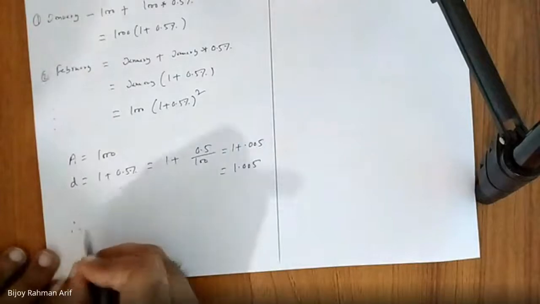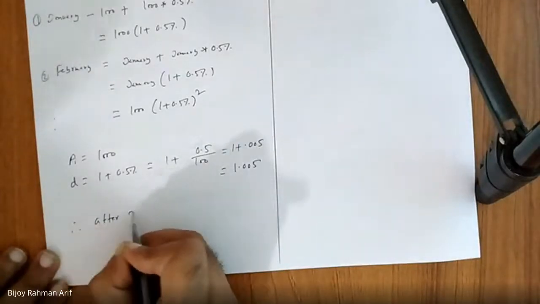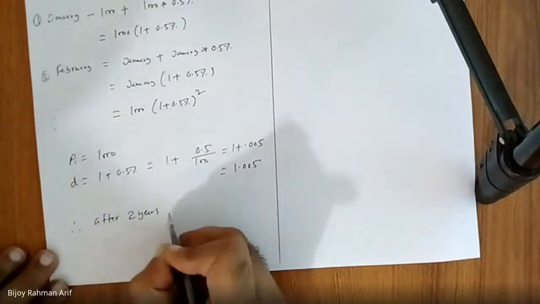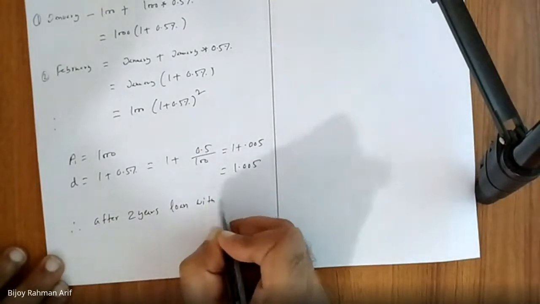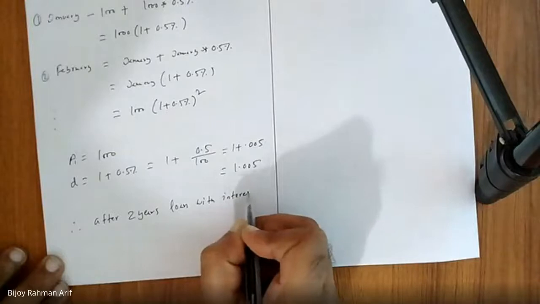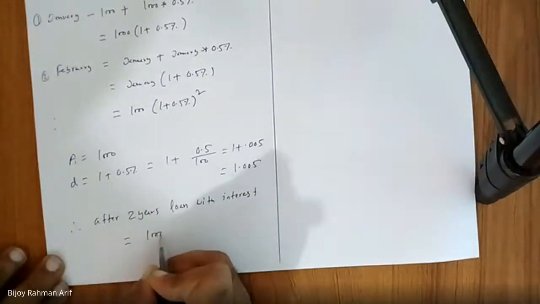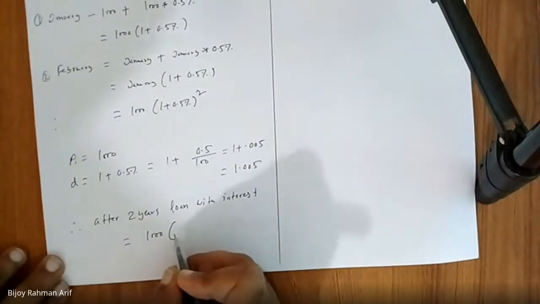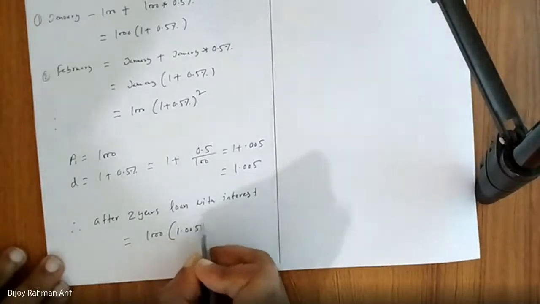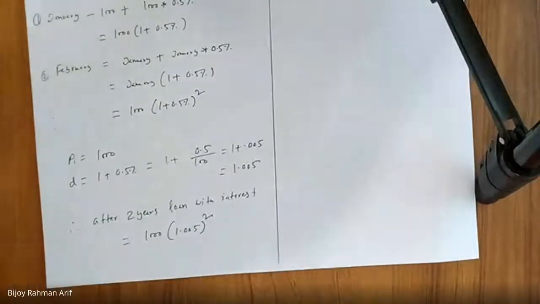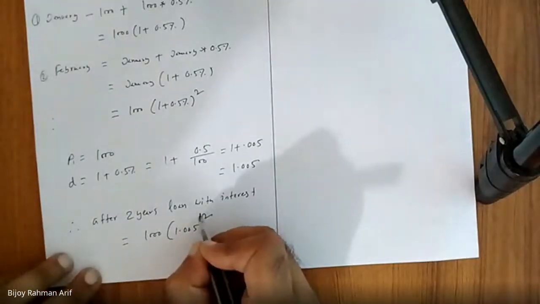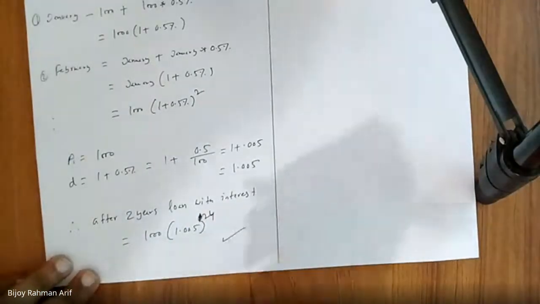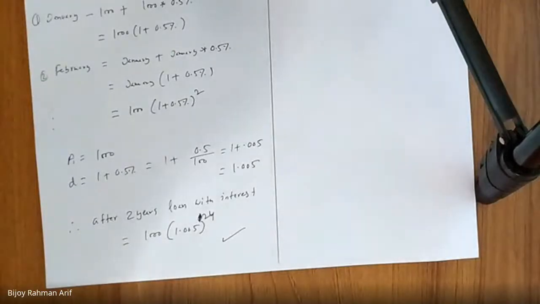So after 2 years, loan with interest is equal to nothing but 1000 times 1.005, স্কোয়ার না স্যার, 12, 24। 24, 24. That's it. So this is the answer. Okay, guys? ইয়েস স্যার। Okay.